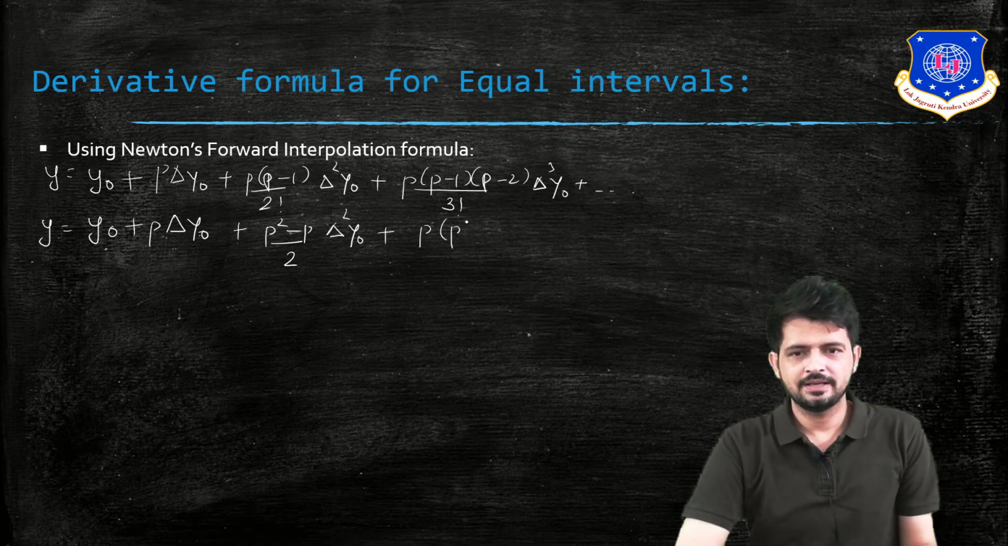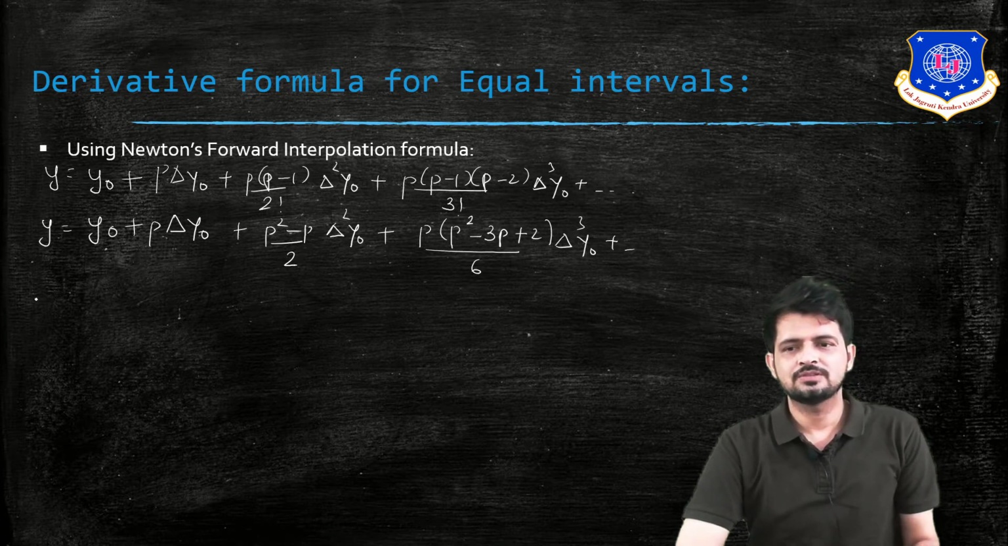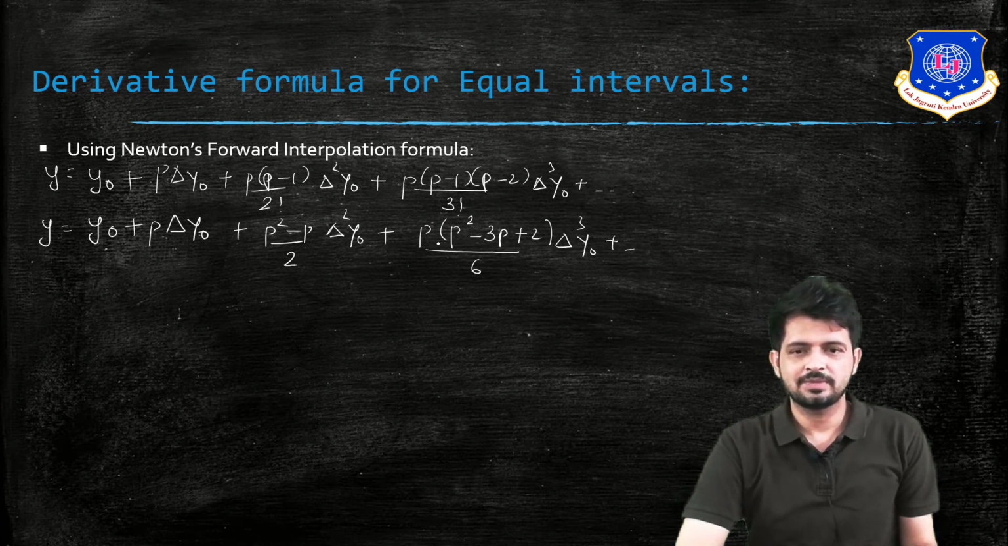then p in bracket (p square minus 3p plus 2) upon 6 into del cube y0 and so on. If we simplify, this term can be written as p cube minus 3p square plus 2p. So let me write that: p cube minus 3p square plus 2p.